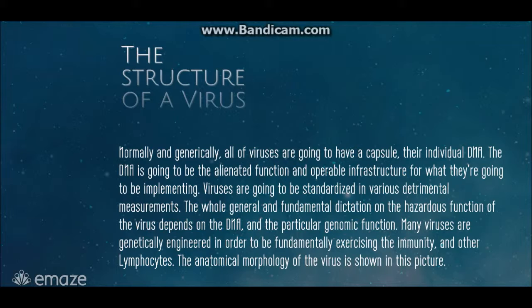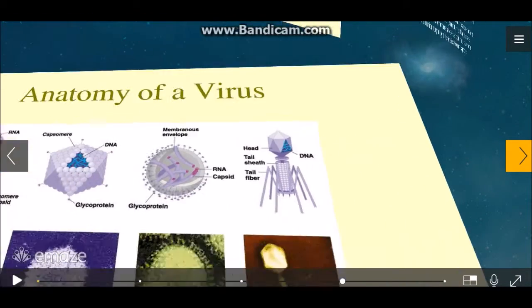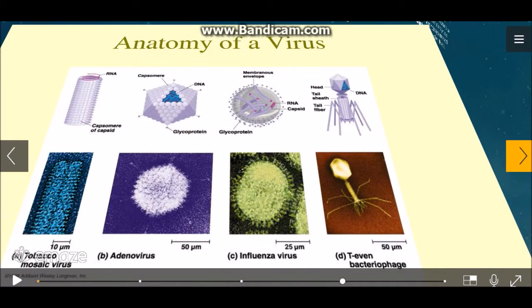The anatomical morphology of the virus is shown in the picture after this, but I just want to discuss what this actually means. It's about how the DNA and RNA inside of a particular virus is going to affect its function on the genetics of a human being.